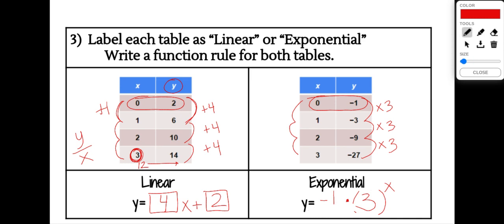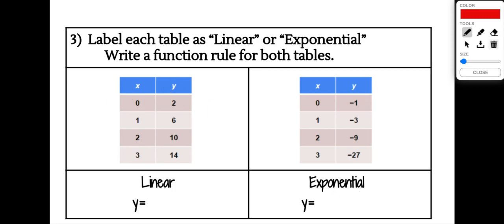Just to make that a little bit prettier here. Negative 1, there we go, negative 1 times 3 to the power of x. Okay, so we see both. With linear, we're going to see that adding or subtracting pattern, and with exponential, we're going to see a multiplicative pattern. All right.